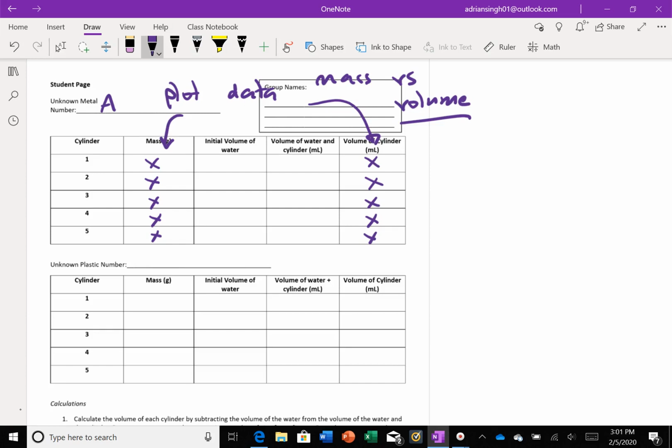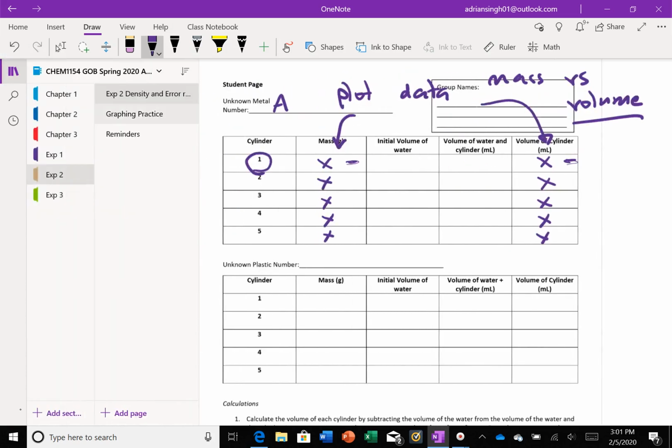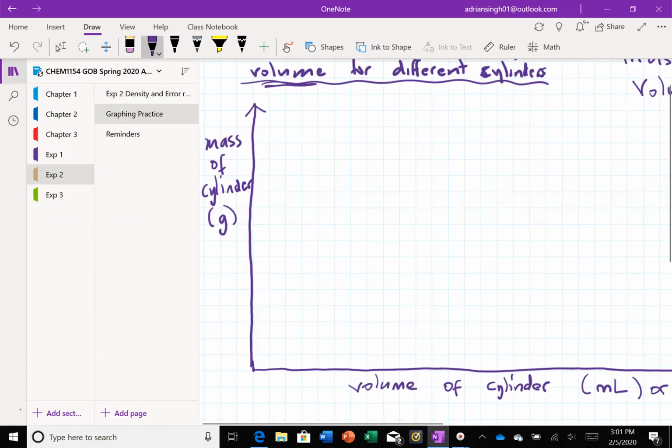So we're going to plot each of these data points. So for example, for cylinder 1, we're going to have a mass and a volume associated with it, and we're going to plot that on our graph. All right, so let's say here now cylinder 1 had a particular mass associated with it and a volume. We're going to find those masses and volumes on the graph itself.